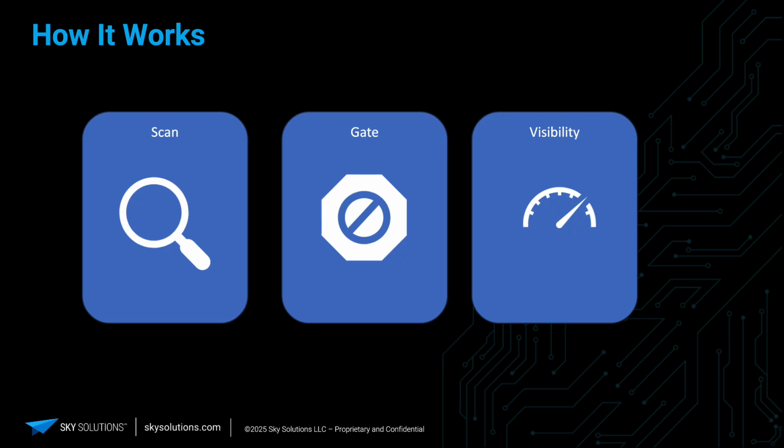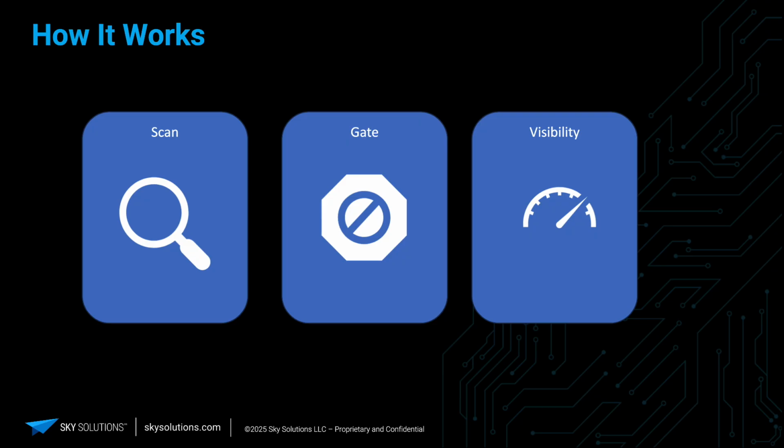Next, we gate releases by comparing those results to a defined limit. If the number of issues crosses that threshold, the pipeline blocks the deployment and tells you exactly why, keeping accessibility regressions from reaching production. Finally, we create visibility. Every run, every environment, and every release contributes to a dashboard that shows overall health, what's improving, what's slipping, and where to focus next. Together, these three steps, scan, gate, and visibility, make accessibility a continuous part of delivery instead of a one-time test.